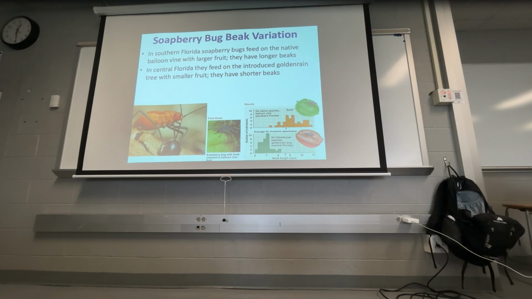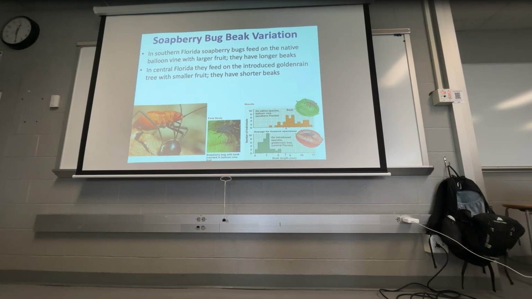Florida started bringing in, or at least landscapers started bringing in, a really pretty tree called a golden rain tree, which they were planting in mulch beds in strip malls and at houses as they built homes. This particular plant is not an invasive species, but it's just found everywhere, right? Where they plant it, the soapberry bugs started feeding on it.